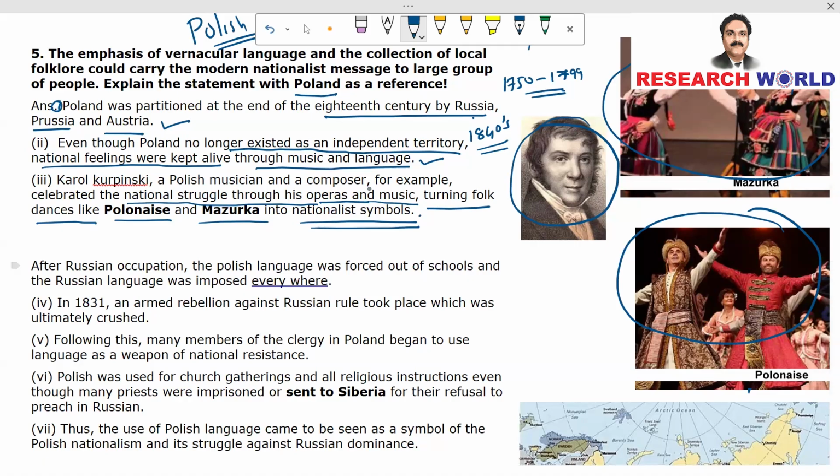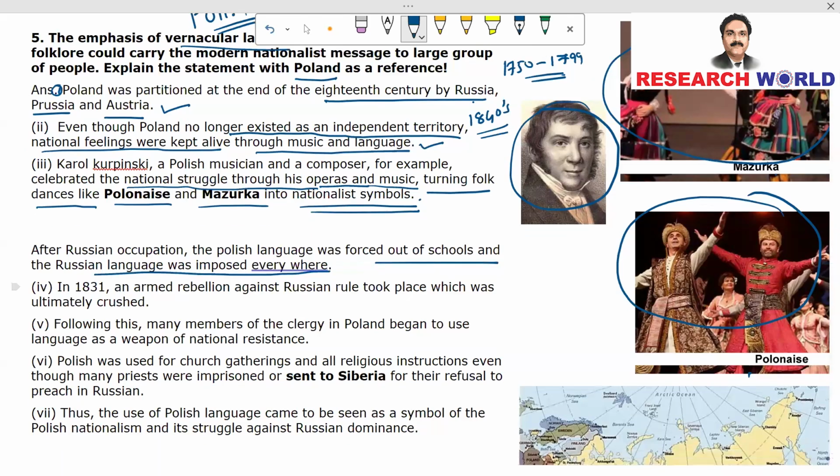It's a typical Polish dance, okay, Polonaise and Mazurka. Now, coming to the language part. After Russian occupation, the Polish language was forced out of schools and Russian language was imposed everywhere. So in our question, how language played a major role in evoking nationalism. Okay, in 1831, an armed rebellion against Russian rule took place, which was ultimately crushed by Russia.